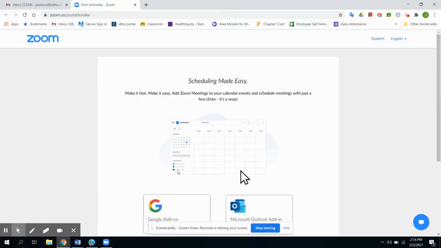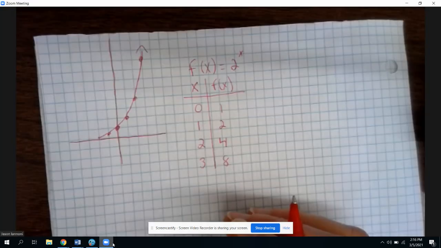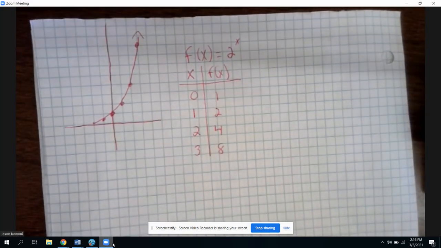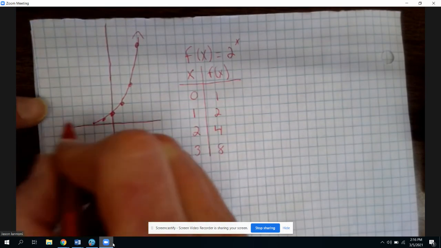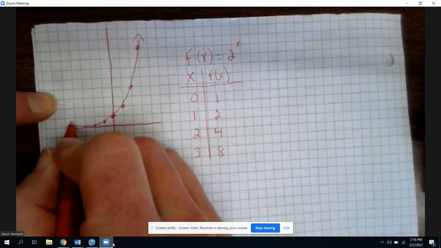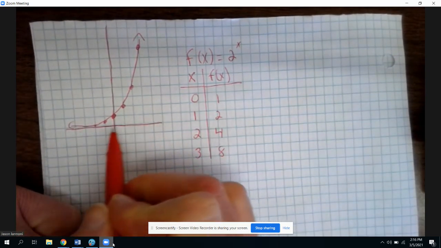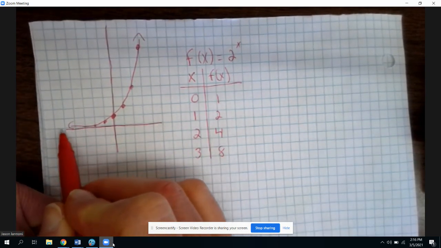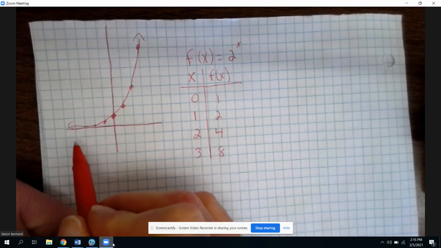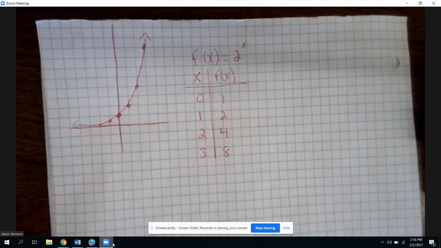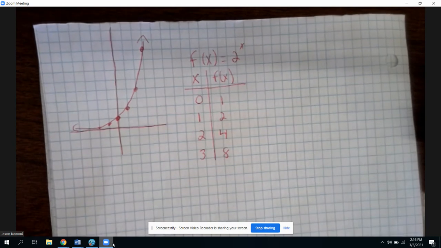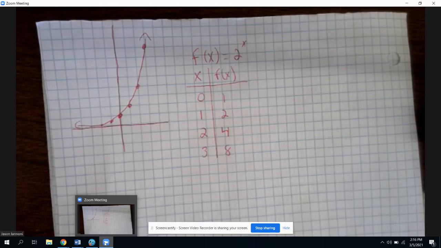So you can see f of x equals 2 to the x. Here is our table with some points. We talked about the asymptote. The asymptote is at y equals 0, so it's going to approach y equals 0, but never actually touch it. It just keeps getting infinitely smaller. So that's f of x equals 2 to the x on its own.